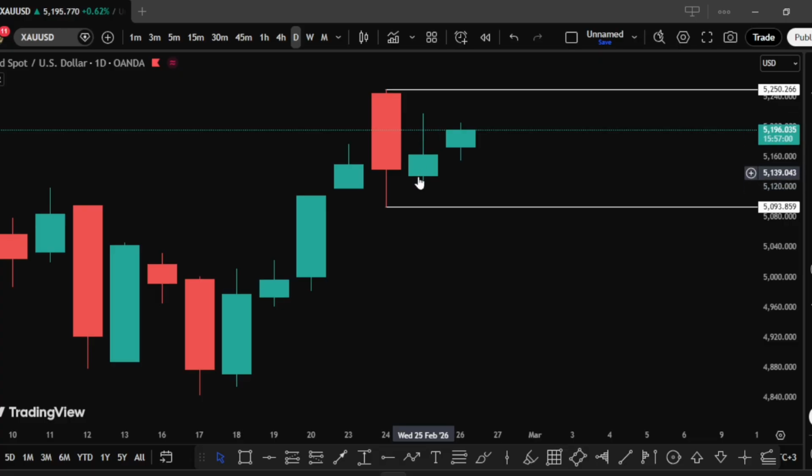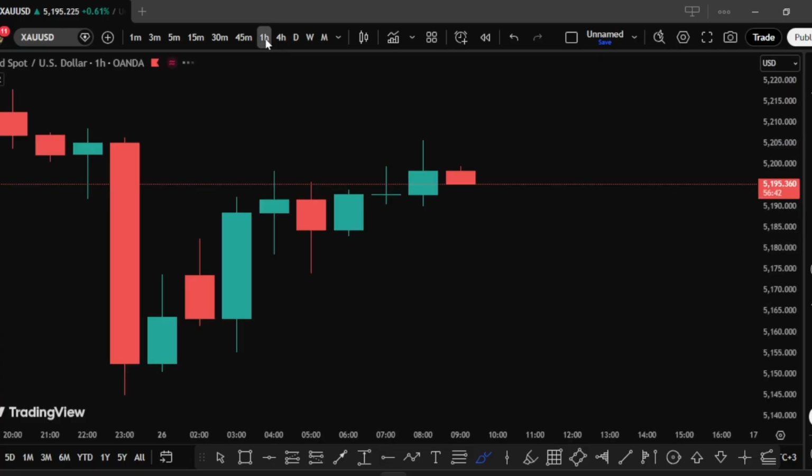But if price grabs this high and this low, let's say price grabs this high, what will we be expecting? We'll be expecting bullish continuation. Okay, but if price grabs this low, we're expecting bearish continuation to grab the same liquidity.